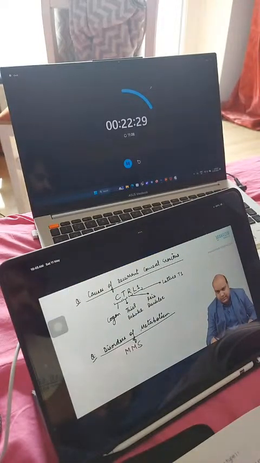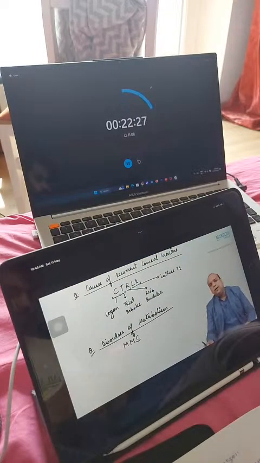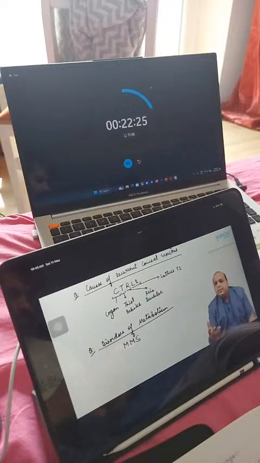No confusion about this? Am I clear? Done? That's all about metabolic corneal dystrophy. If you ask me, what is the treatment of corneal dystrophy? See, these are dystrophies.